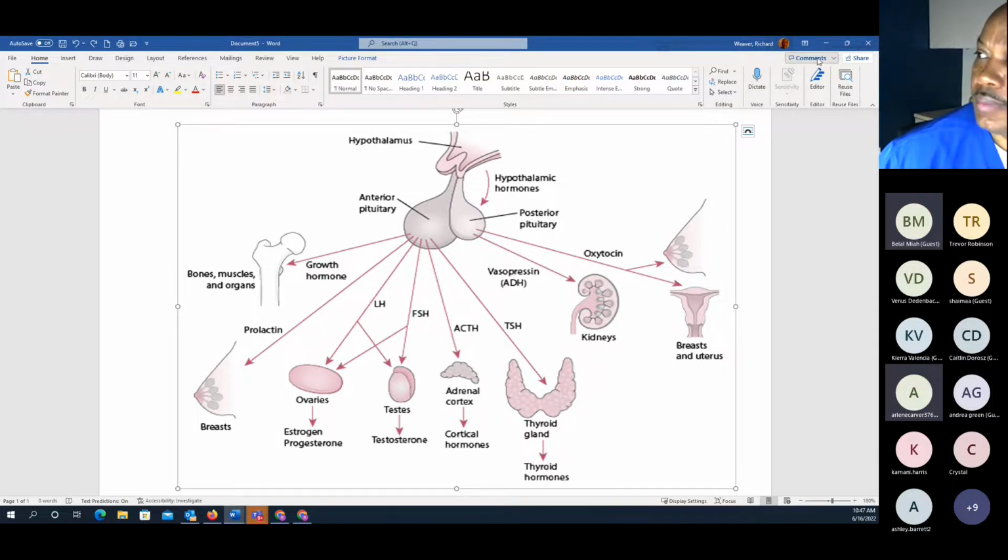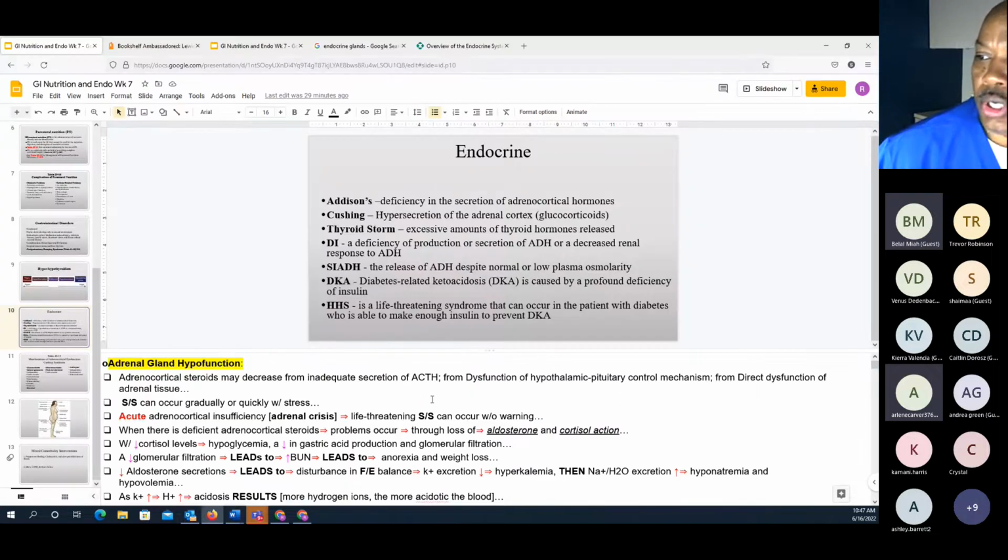All right. So it could be those issues. The signs and symptoms can occur gradually or quickly, especially with stress. With the adrenal cortical insufficiency, these patients develop what we call an adrenal crisis, right? Which is life-threatening. They're life-threatening signs and symptoms, and sometimes it may come on without warning, so more or less insidious. All right.